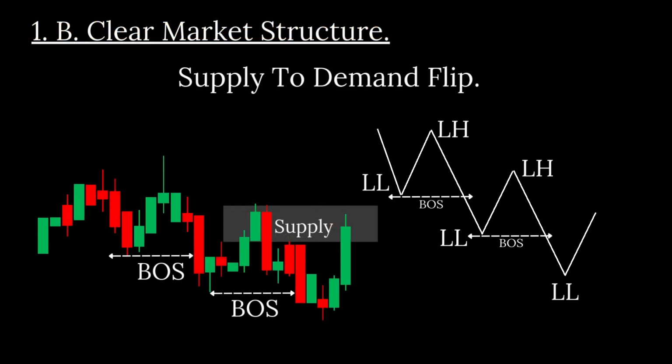Secondly, supply to demand flip zone. The market must be in a clear downtrend, forming lower highs and lower lows, indicating sustained selling momentum. Identify a strong supply zone, resistance, where sellers repeatedly pushed price lower. Look for a structural shift when the price fails to form a new lower low and instead breaks above the most recent lower high or supply zone, indicating the start of an uptrend.